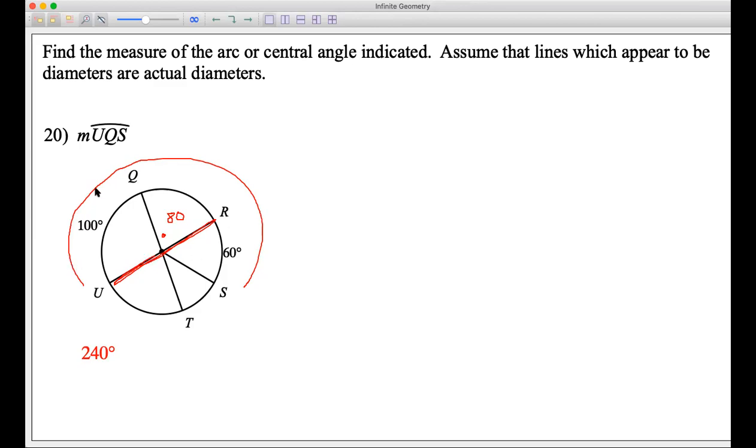So do you see this big arc that I drew? That's U, Q, S. That's what it says. Find how big that is. Well, this one's 100, this one's unknown, and this one is 60. So all I got to do is find this unknown. Matt said, hey, look, UR is a straight line. And if this arc is 100, 180 minus 100 is 80. Now I have the 1, 2, 3 that I need to calculate this. You simply add those three numbers together.